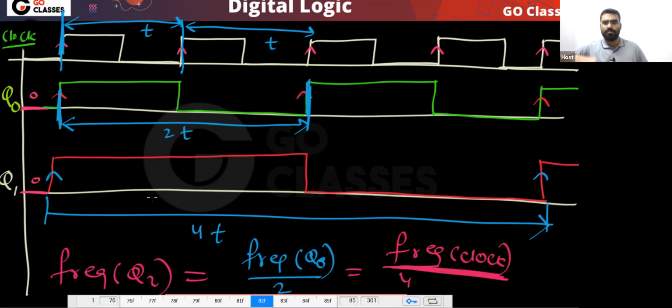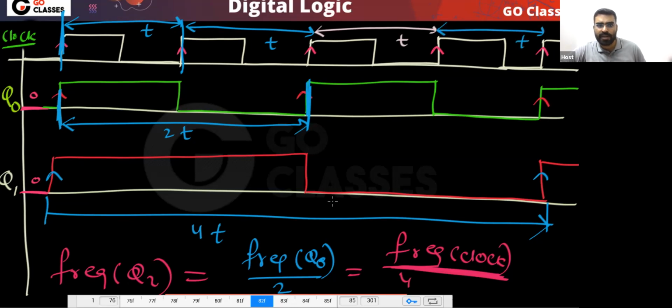Correct or not? Yes or no? Let me know. So you can notice in one time period of Q0, there are two time periods of the clock. In one time period of Q1, there are four time periods of the clock.